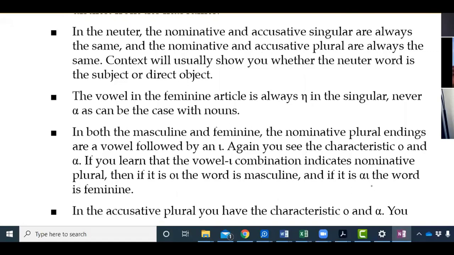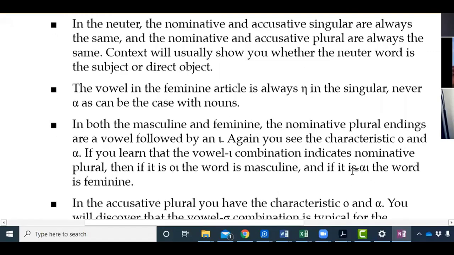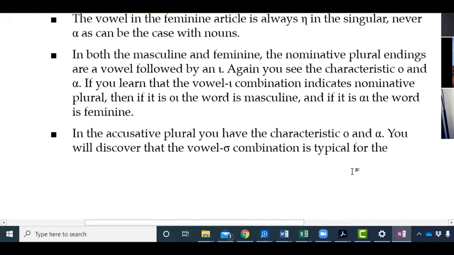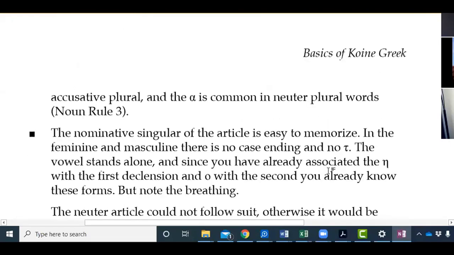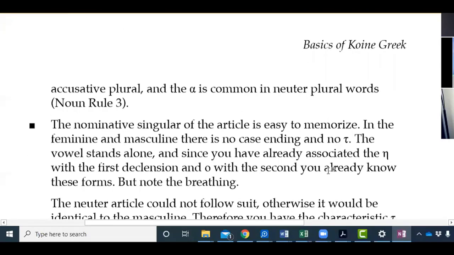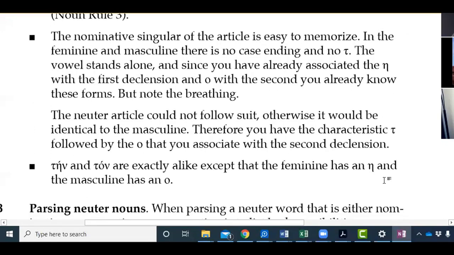All right, let's see. We saw the oi and ai endings, so that iota is combining with those stem vowels to create a diphthong there. And in the accusative plural, you have the characteristic omicron and alpha. And you will discover that the vowel sigma combination is typical for the accusative plural. The alpha is common in neuter plural nouns. And like I said, that alpha sigma of feminine accusative plural, there's really a nu tucked in that falls out. Okay, nominative singular of the article.